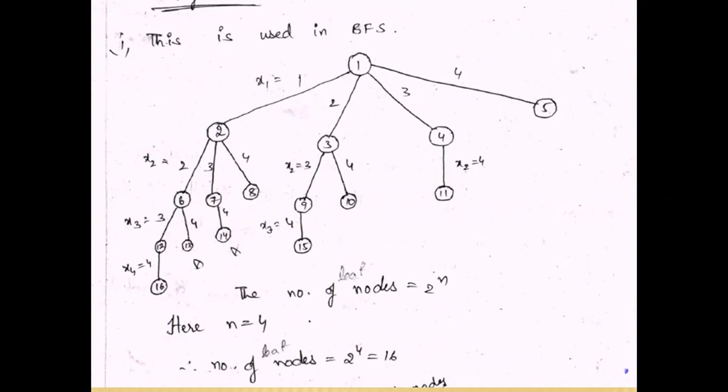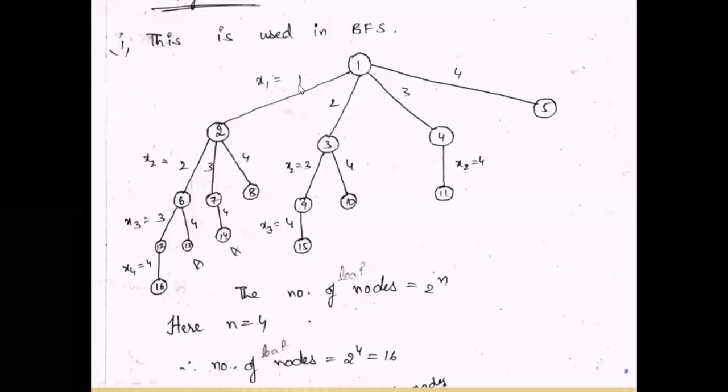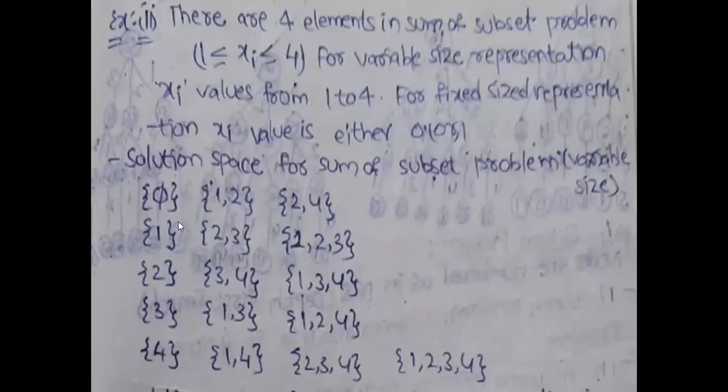Every node represents one solution. Totally the solution space is represented by a solution space tree. The nodes are numbered using breadth first search: 1, 2, 3, 4. The nodes are numbered in the breadth first search way. The total number of nodes is 16, which means the total number of solution nodes is 16.